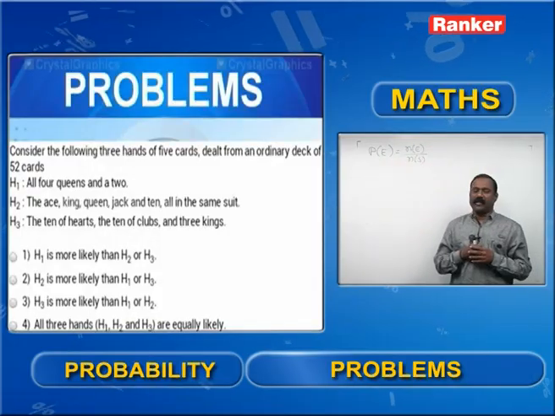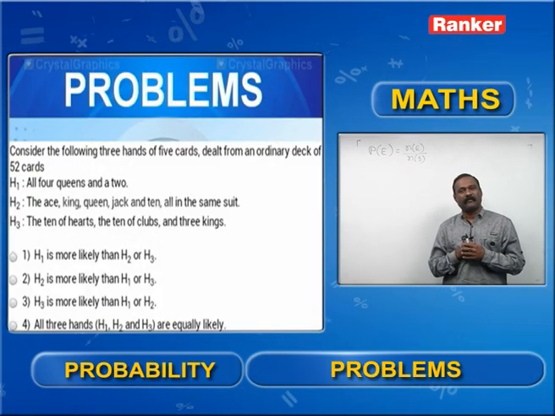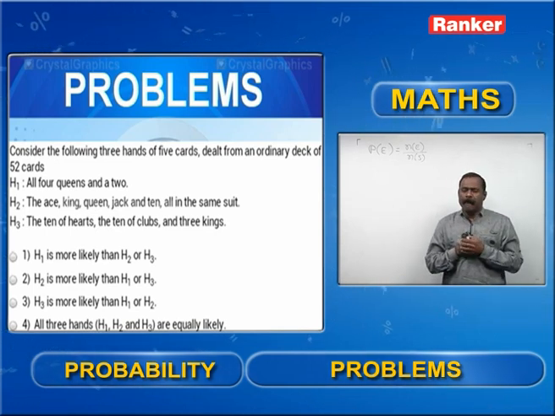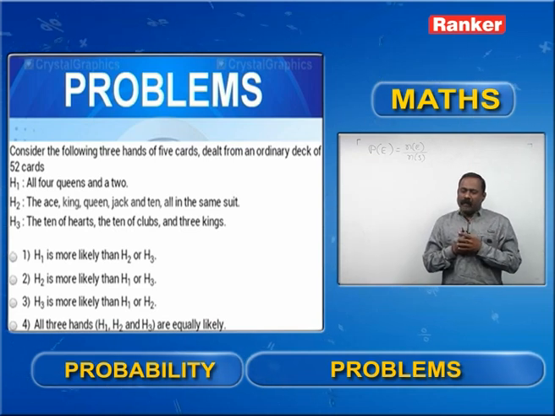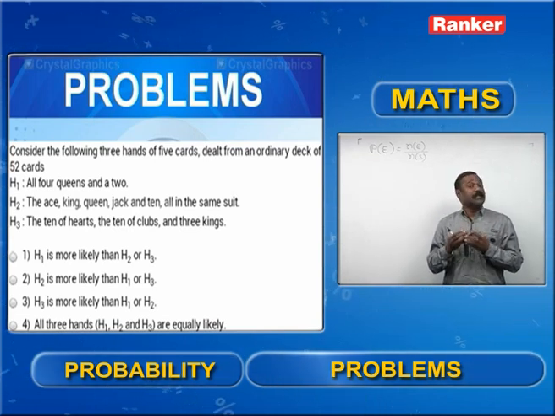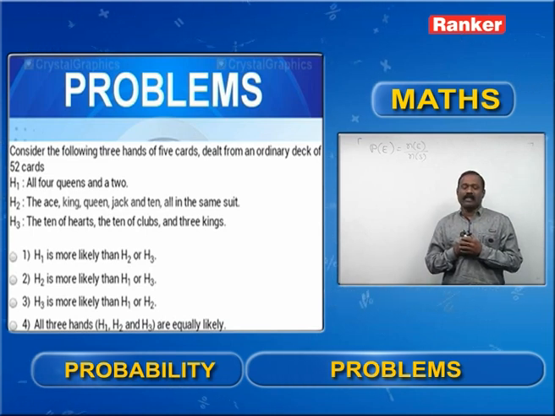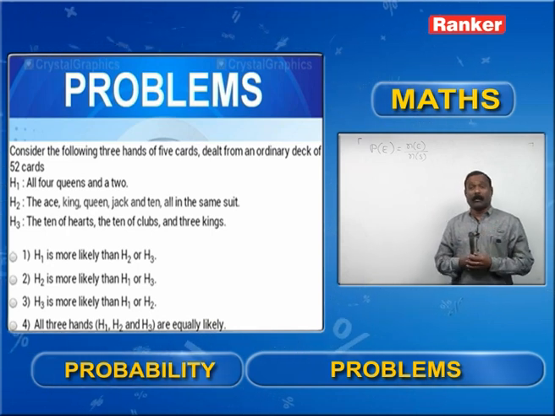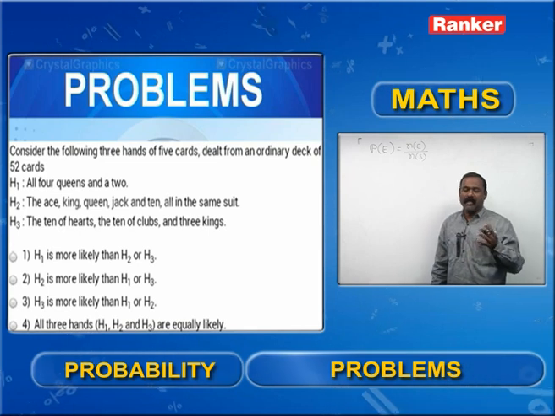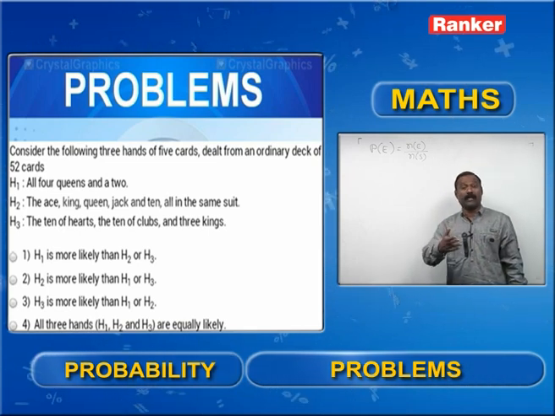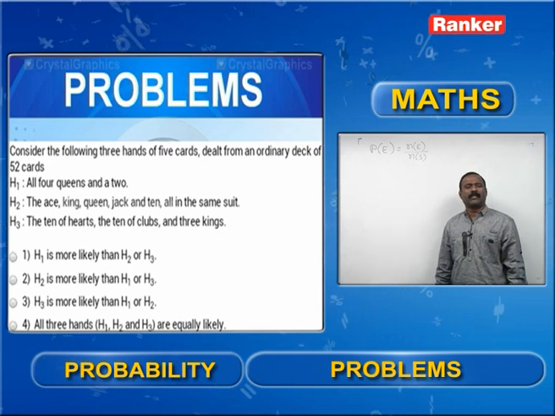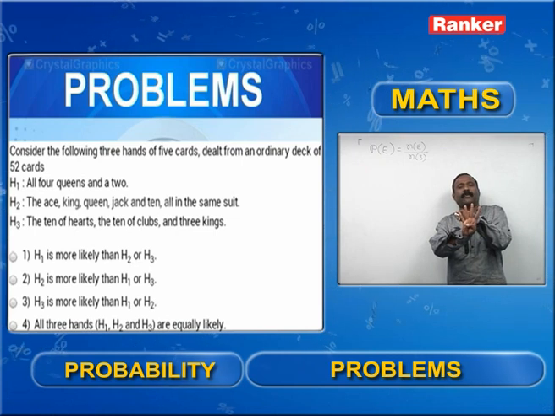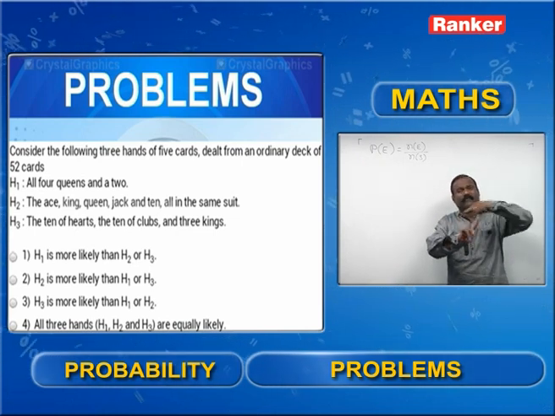Now consider the following 3 hands of 5 cards, that means each hand has 5 cards dealt from an ordinary deck of 52 cards. What is H1 here? H1 is all 4 queens and a 2. All 4 are queens. How many queens will be there? Each suit consists of 1 queen. So the all 4 queens case is only 1.